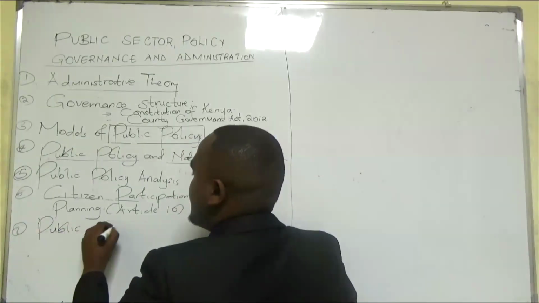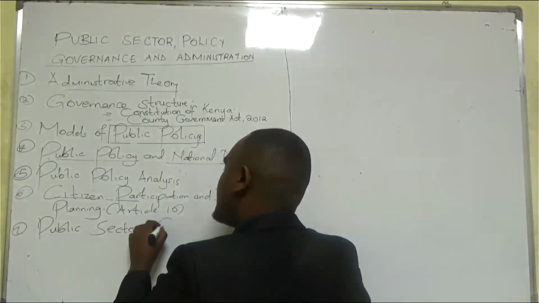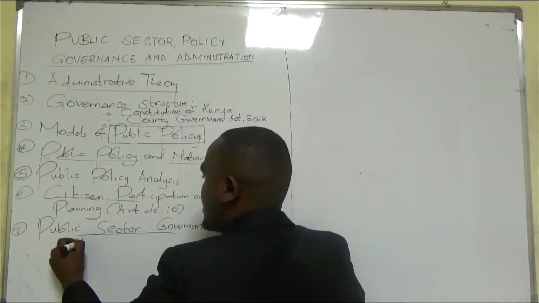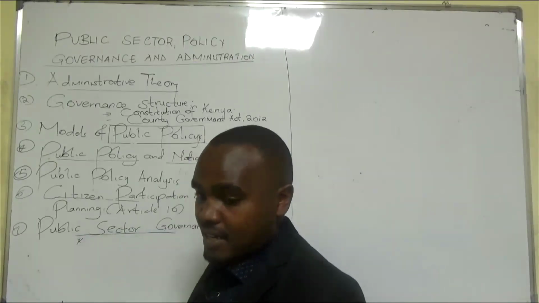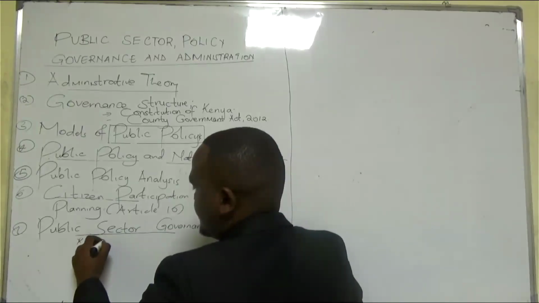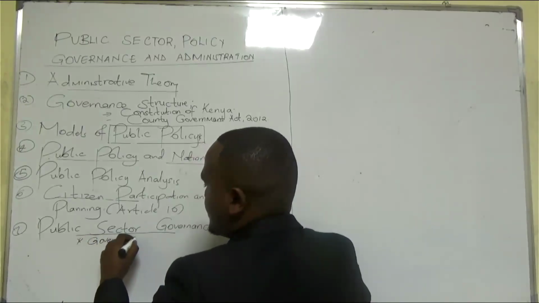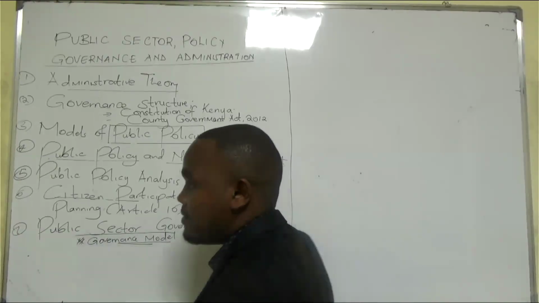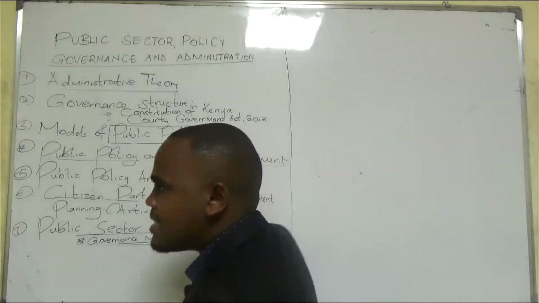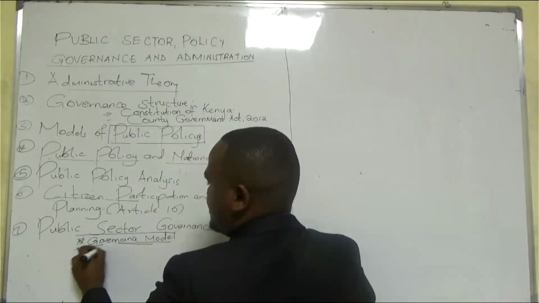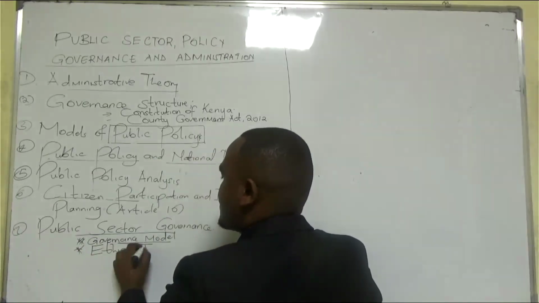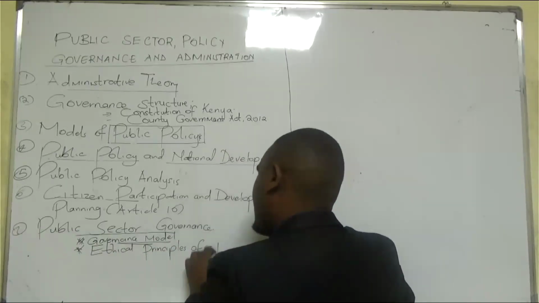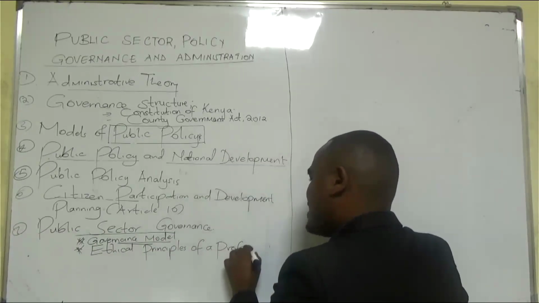When you talk of public sector governance, for any person taking corporate governance and ethics, this will be a repetition. Why? We will be discussing what we call the governance models. What are the different approaches that we can use in our organization to achieve the objectives? Two, we will be discussing the ethical principles of a professional.